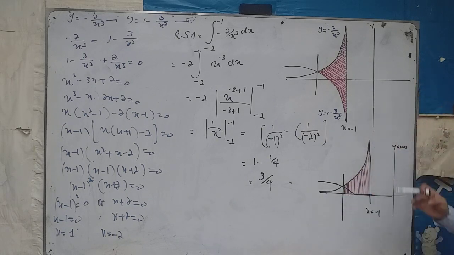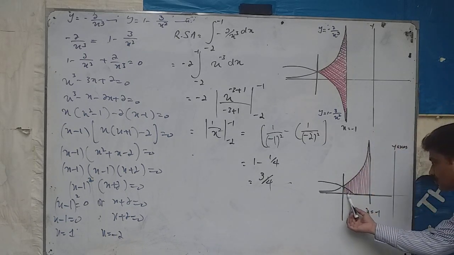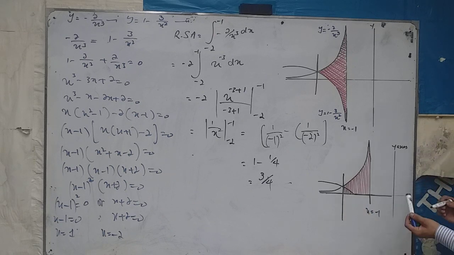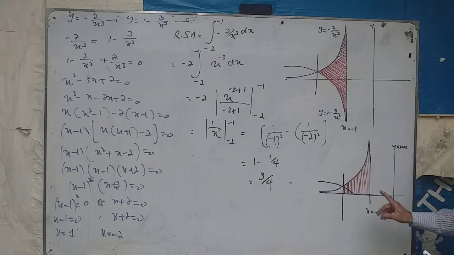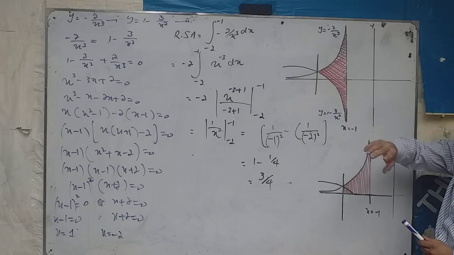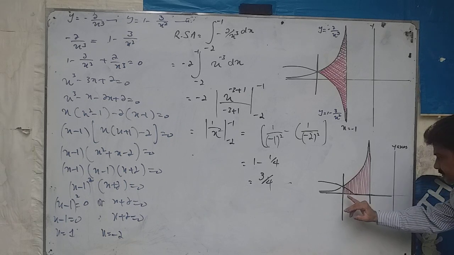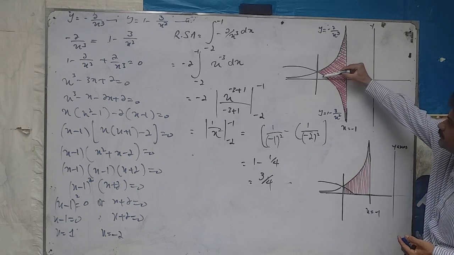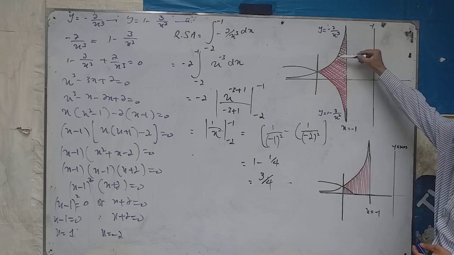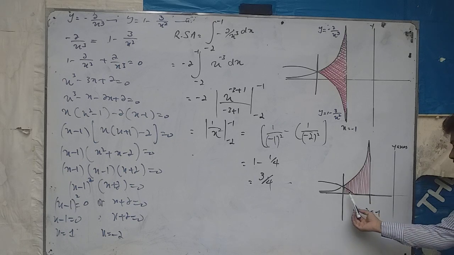In this red shaded area, this smallest area also will be included. Now we try to find this smallest area, because we have to subtract this smallest area from the total area. It is not our required area. This smallest area we have to subtract from this total area because this area is not included. We have to find this smallest area.